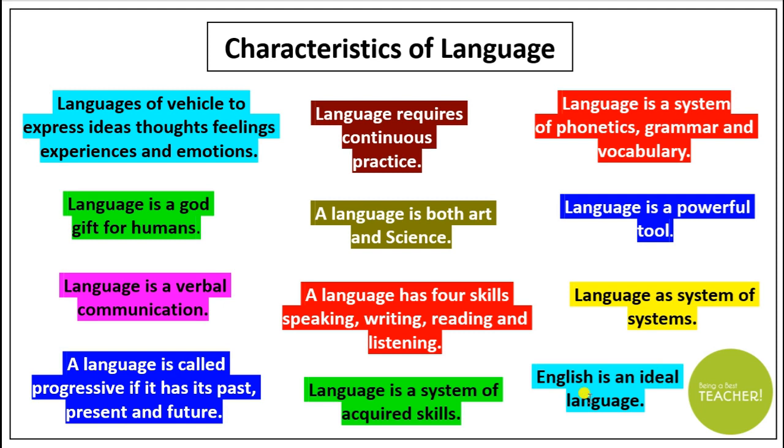Next is English is an ideal language. Definitely, English is an ideal language because it is very popular throughout the world, and also it is adopted as an international language, right? So these all are the characteristics of language, and in this particular way you can write it. If you want to add some examples to it, definitely you are free to do that.